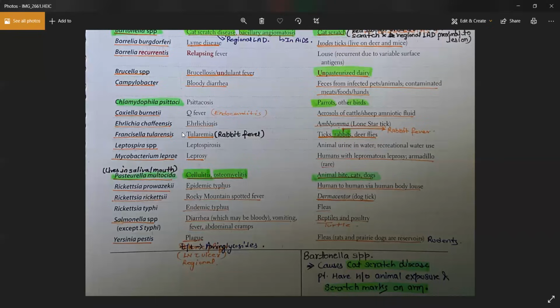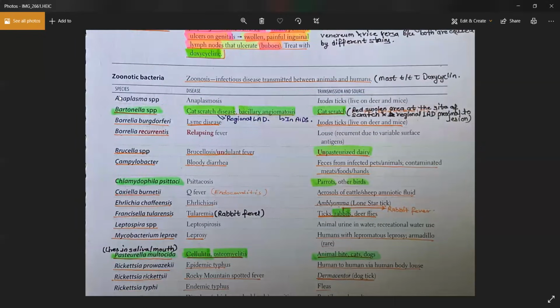Then comes the Pasteurella multocida. So it causes the cellulitis and the osteomyelitis, and you need to know that it occurs. You get the infection by coming into contact with the animal bite. Okay, so dog bites especially, because you need to know that this bacteria actually resides in the saliva of the dog. Okay, so if you get a dog bite, you can get the Pasteurella, and of course at the site of this bite you will get the cellulitis. And if the bacteria enters your bloodstream, it can reach the bones and can cause the osteomyelitis.